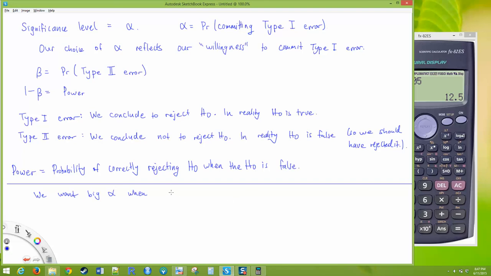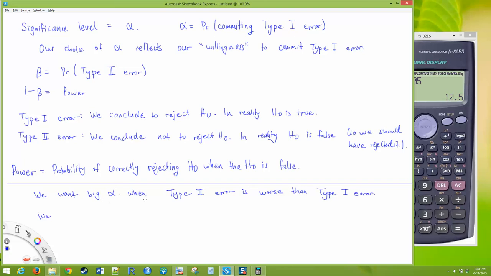So we want big alpha when type 2 error is worse than type 1 error. Because we get to choose our alpha as the researchers. We don't really have a choice over beta, or power. We didn't get into it in this class, but there are methods to calculate power, and it depends on a bunch of different stuff. We don't have a lot of control over that, other than gathering more data. That's the way to control power. But on the other hand, we get to pick alpha, and choosing your alpha will affect your power.